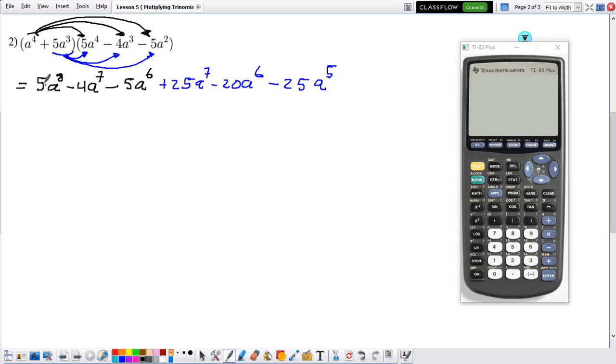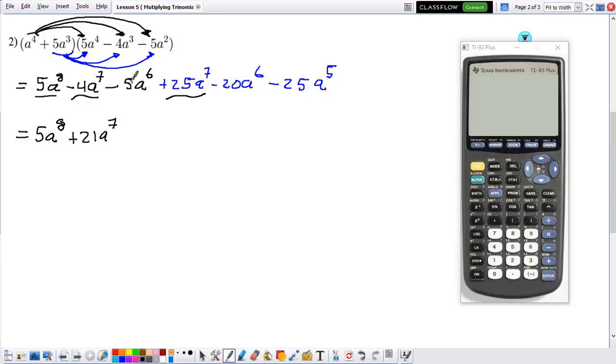So notice that here, we have a to the 8. There's nothing else that has an a to the 8. So we're just going to bring this down. So 5a to the 8. I notice that there's another a to the 7 here. So now we're going to combine them. Negative 4, a to the 7, plus 25, a to the 7. That's going to give us positive 21, a to the 7.